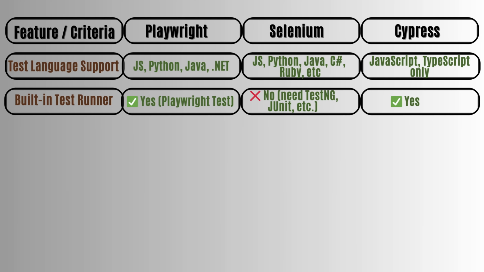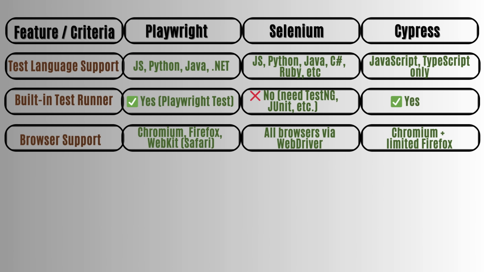The third feature is browser support. You can run your automated file on different browsers. In Playwright, you can use Chromium, Firefox, and WebKit (Safari) browsers. In Selenium, the browsers are not built in, so you have to download the web driver for each browser so that you can run your test script on different browsers. Cypress supports Chromium and some features with Firefox.